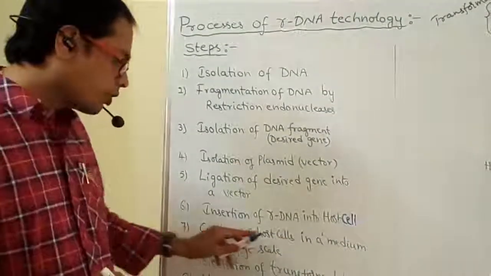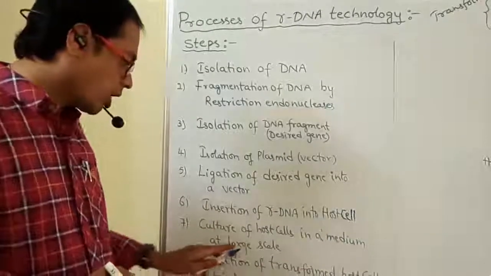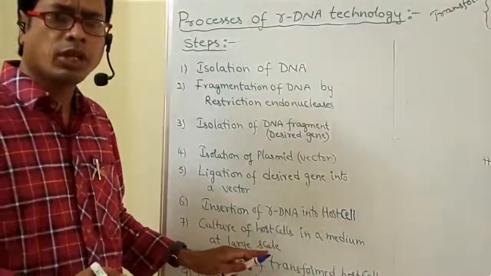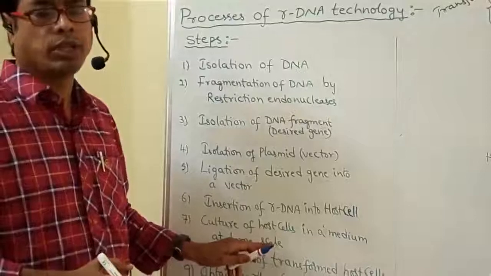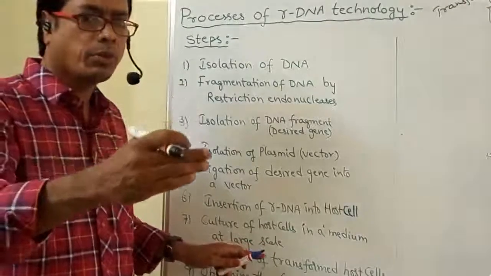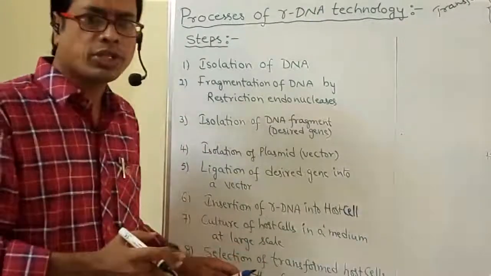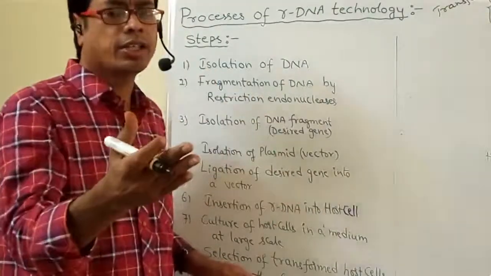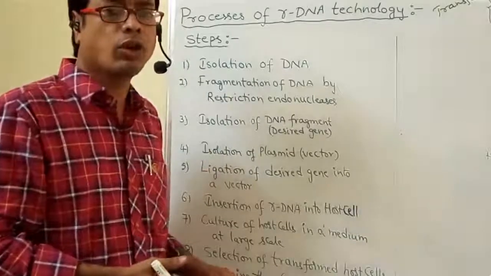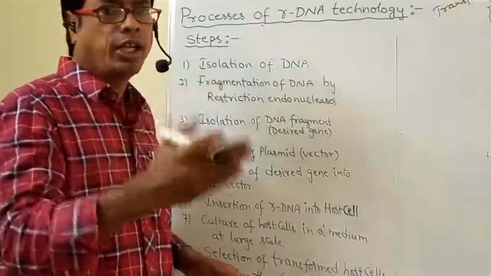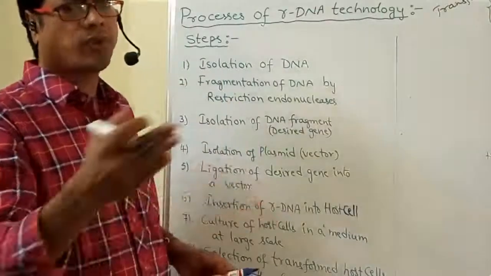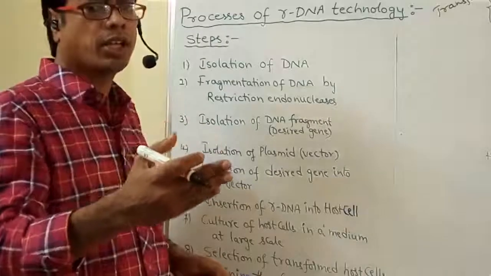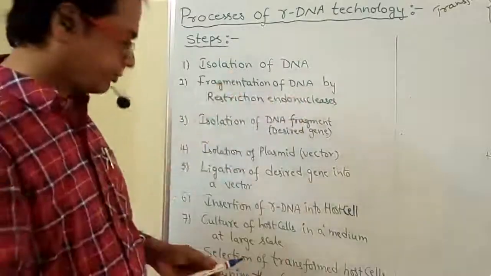Next, culture of host cells in a medium at large scale. What medium is used? Agar medium is used. So one rDNA becomes many rDNAs. That process is called gene cloning. DNA becomes many DNAs, that is called gene cloning. The enzyme involved is DNA polymerase, as DNA is formed.